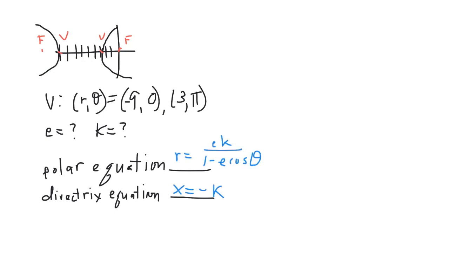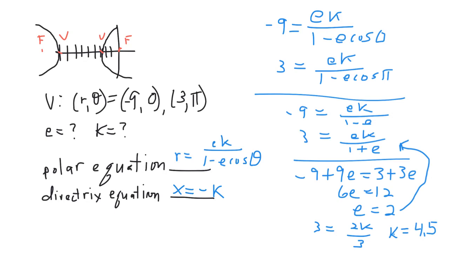Well, before we even start, we know the format of both of these answers. We can see that the directrix will certainly cross the negative x-axis, so we will have a minus and a cosine. And the distance k will be the distance from the focus to the directrix, so it will be x equals minus k.